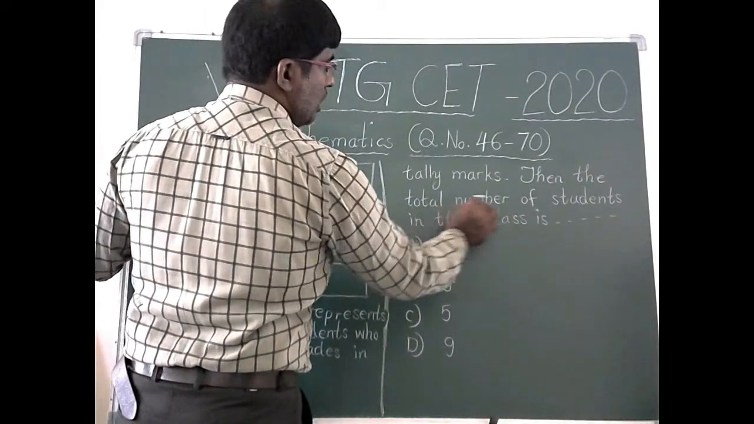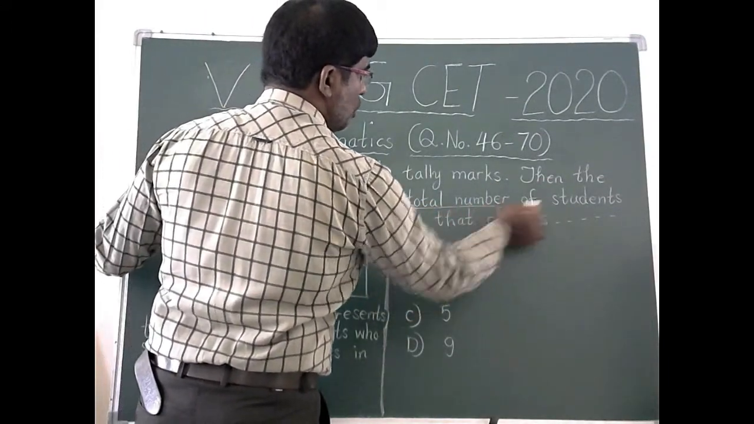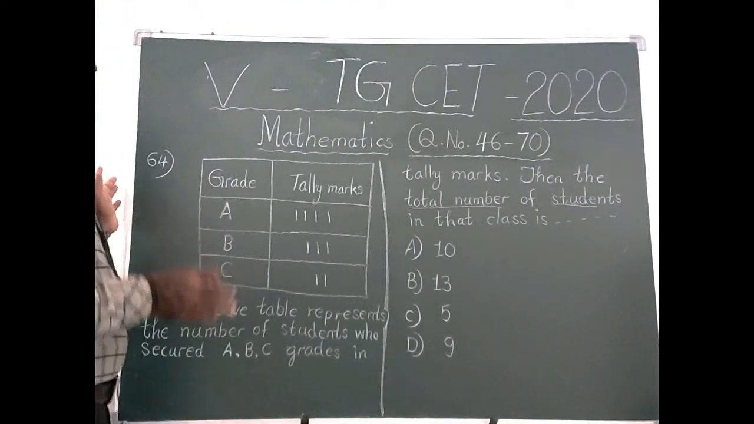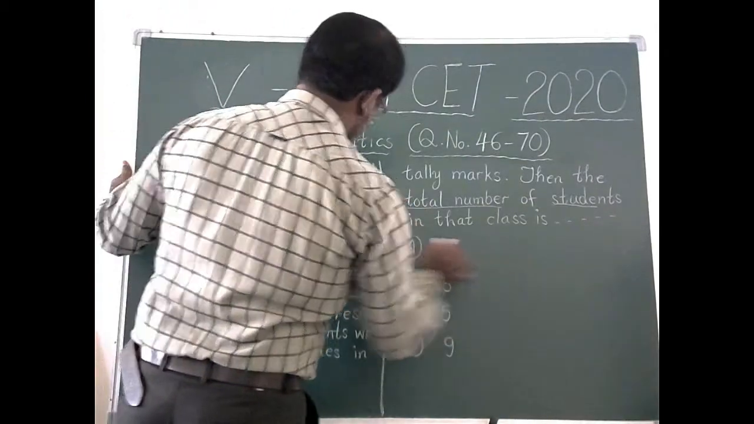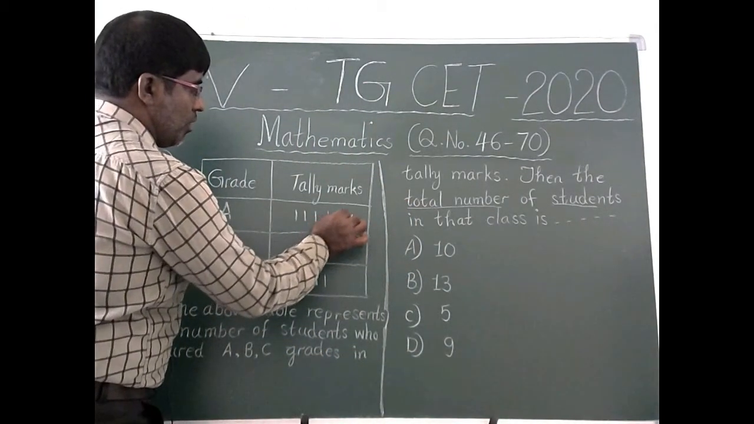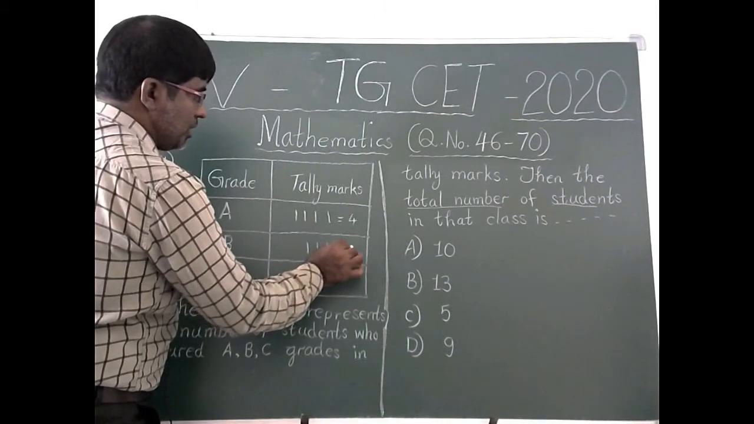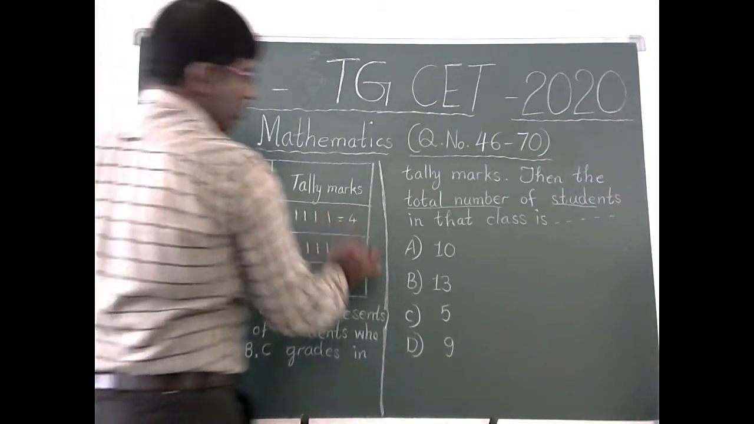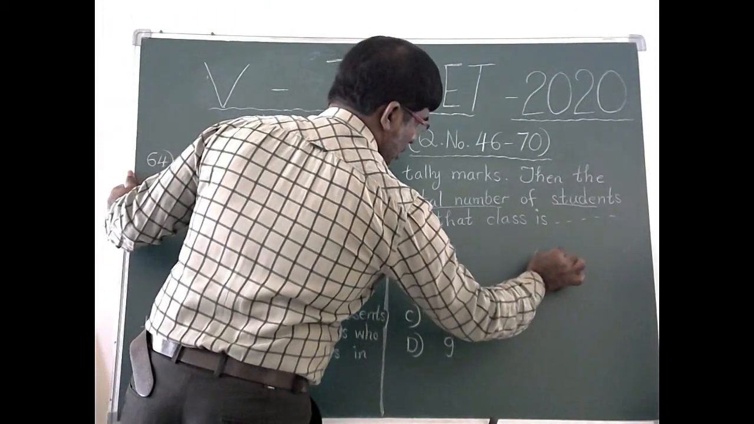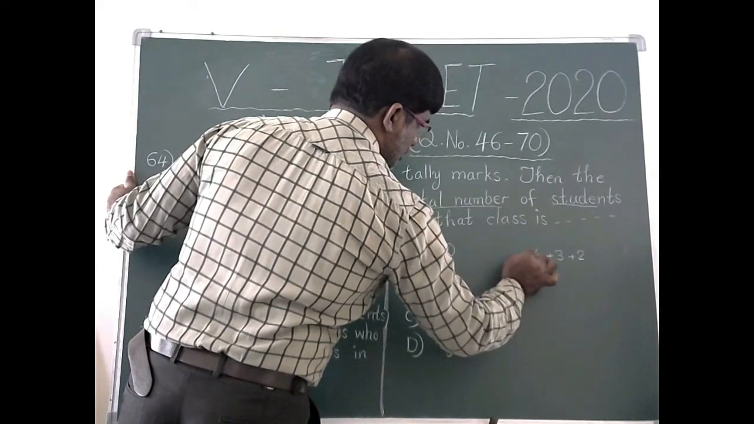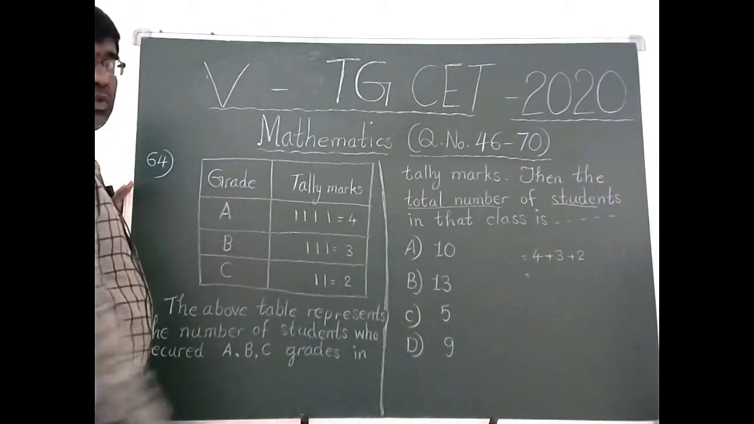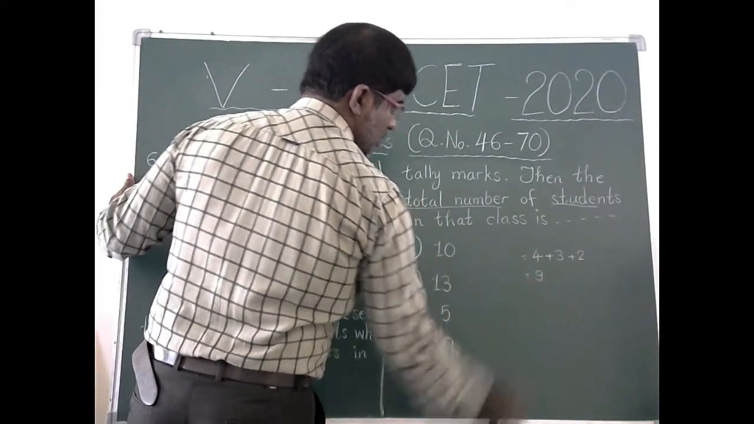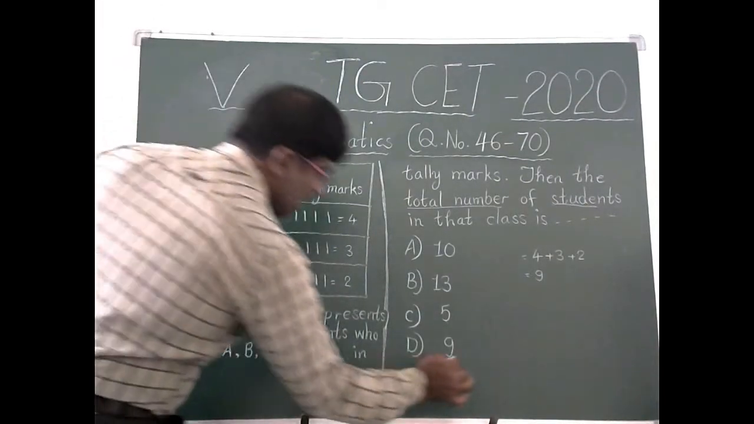Then the total number of students in that class? For grade A, here 4. For grade B, 3. For grade C, 2. We should add 4 plus 3 plus 2. 4 plus 3 is 7, 7 plus 2 is 9. So our answer is 9. Option D is the correct answer.